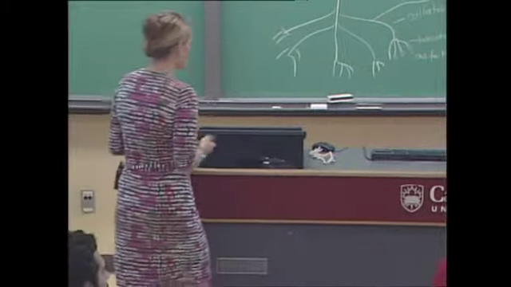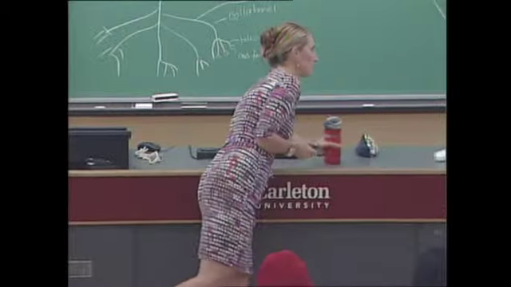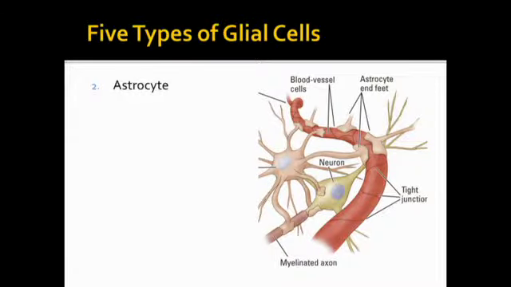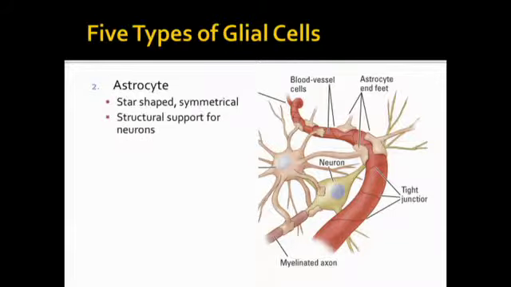All right, so the second kind of glial cell is something known as an astrocyte, and I believe I talked about them a couple classes ago. This is a figure that's reproduced from your textbook. They're called astrocytes because they are star-shaped. That's the word astro. Cyte means cell. Anytime you see C-Y-T-E, that is Latin for cell. So star cell. They're also symmetrical, so they have an equal number of processes on each side. And they provide a lot of structural support for the neuron.